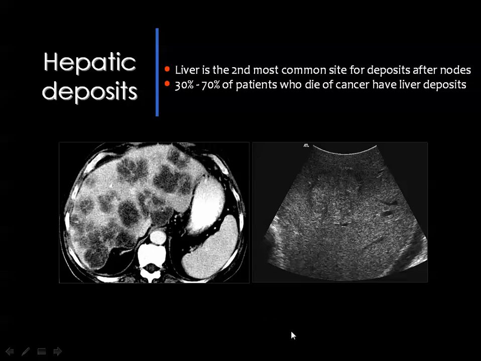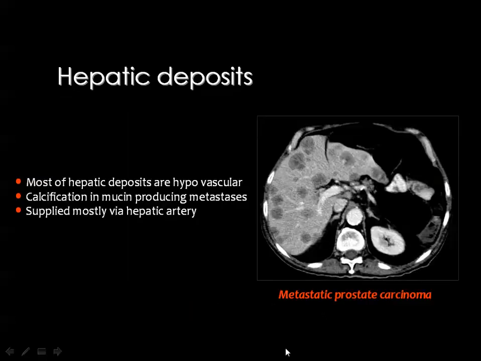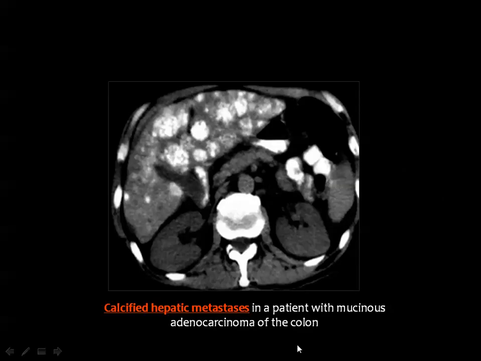The second issue is to see multiple lesions, and if you know the primary malignancy, this will be of much more help. This is the case of pancreatic cancer, showing multiple focal hepatic lesions representing metastasis, and this is a prostatic carcinoma showing multiple focal hepatic lesions representing metastatic deposits.